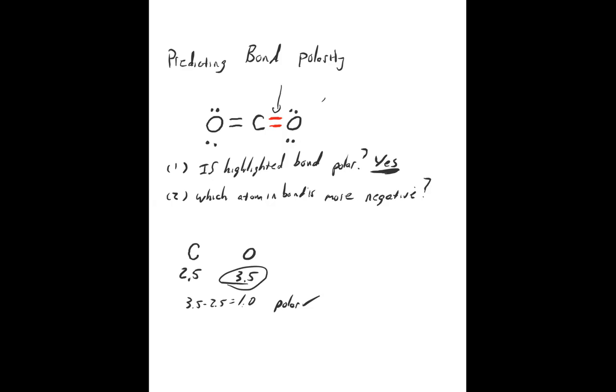So this one is the more electronegative one, so it's more negative. The answer is the oxygen atom is more negative. If the question were which one's more positive, then it would be the opposite. The one that's more positive is the one with the smaller electronegativity, which is this one right here. So you end up with an interesting thing here.